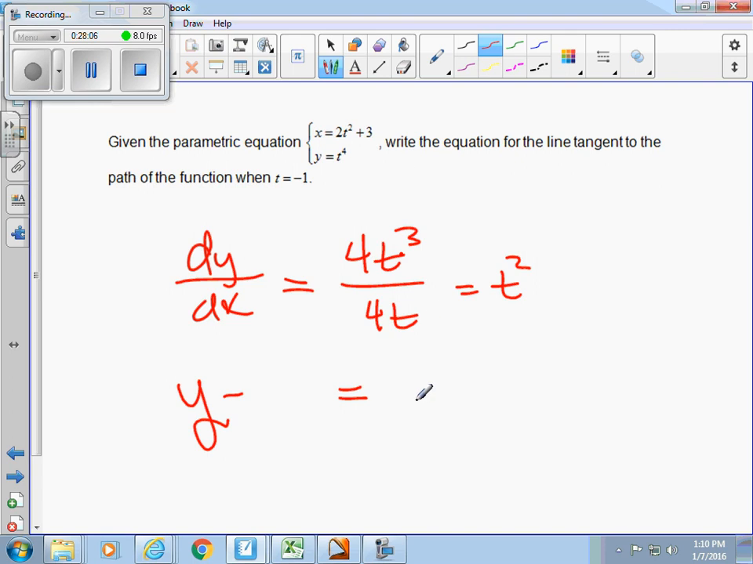So -1 squared is 1, so my slope is 1. My y value is also 1. My x value, 1 squared is 1, 1 times 2 is 2, 2 plus 3 is 5. Questions about that?